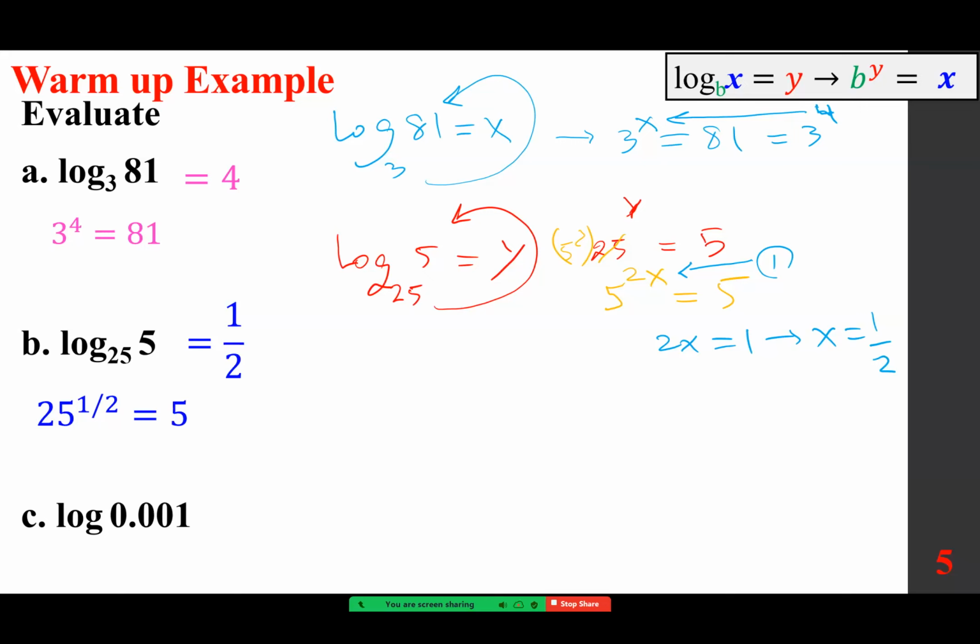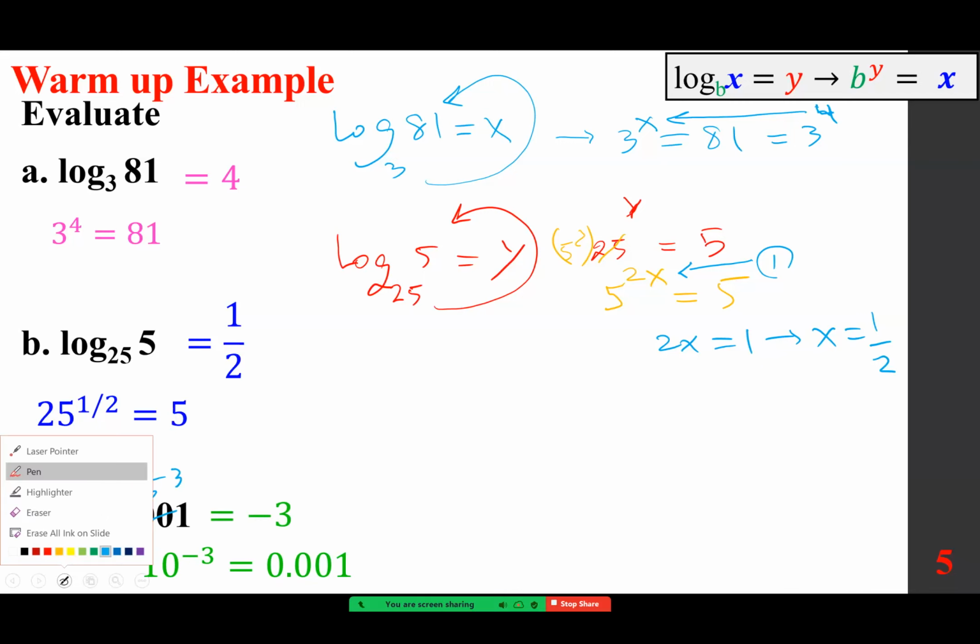The next one, the answer is -3. Why is that? Because 0.001 is 10 to the power of -3. And if you replace this with 10 to the power of -3, simply by one of the properties that was mentioned, known as the power rule, the answer becomes -3. What I want to remind you is the following, everybody.